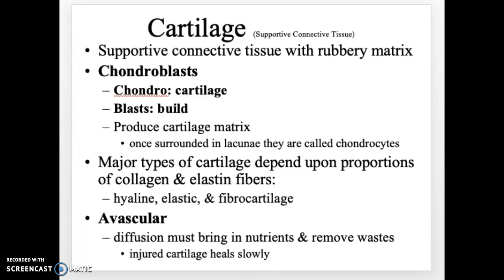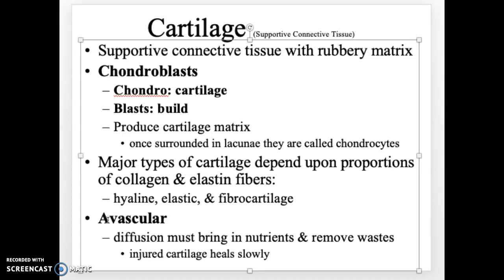There are different types of cartilage. There's hyaline cartilage, elastic cartilage, and fibrocartilage. We'll go through each of them. Cartilage is avascular, so if you see A at the beginning of the word, that means without, and vascular means vessels. So there are no blood vessels.